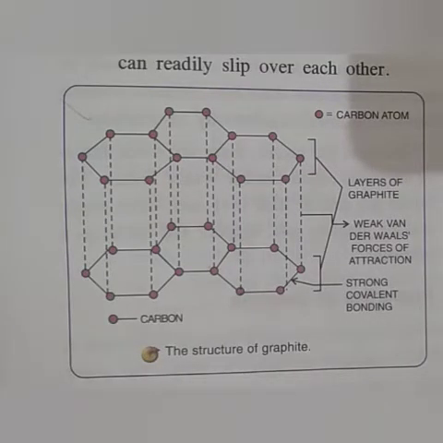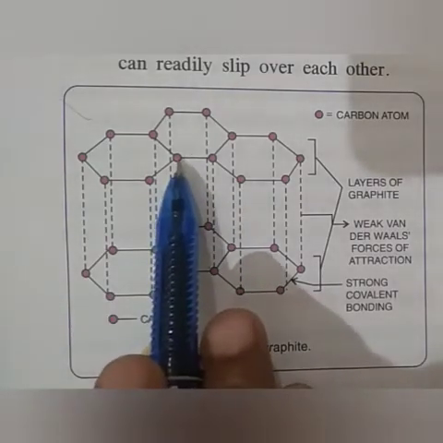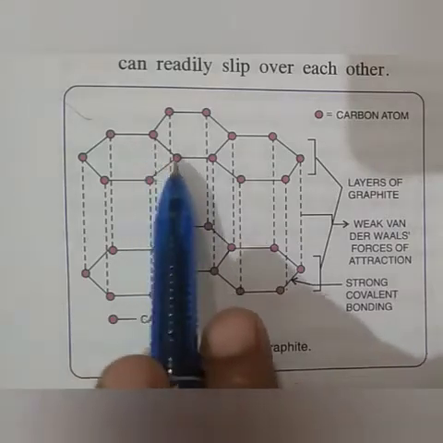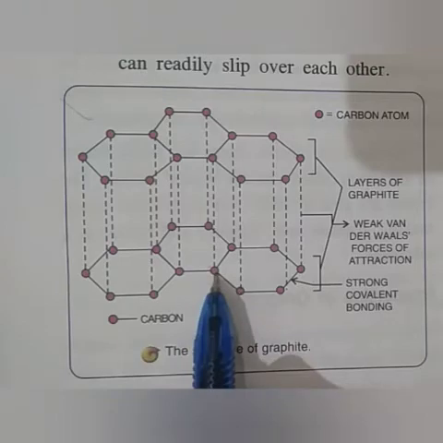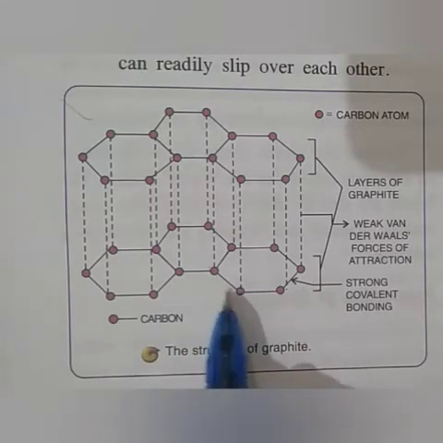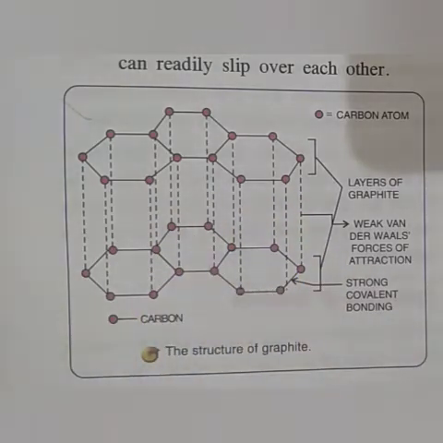In case of diamond, I have told you that each carbon atom is attached to 4 other carbon atoms. But in graphite, each carbon atom is linked to 3 other carbon atoms. As you can see, this is one of the carbon atoms linked with 3 other carbon atoms, 1, 2 and 3. Similarly, downside, this carbon atom is linked with 3 other carbon atoms, 1, 2 and 3. Likewise, in graphite, each carbon atom is linked with 3 other carbon atoms.